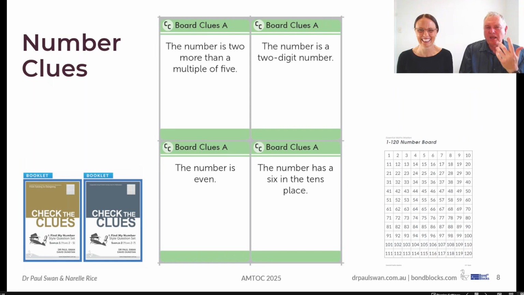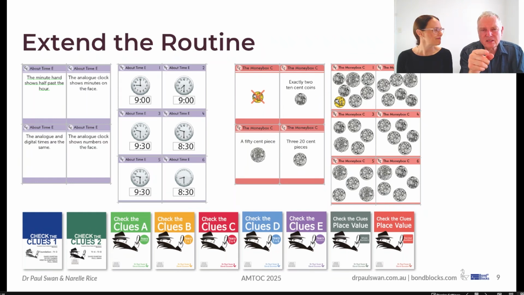Now, the advantage of all routines is, this one is about number, more clues about place value, but you want to be able to then take that routine and apply it. So an example would be, you can see the same 4 cards. Now, instead of having a board with numbers on, you've got a board with clocks on. So now the same routine works. What I've done is change the content. The content now is very visual in this case. It's looking at the clocks, some analog and digital.